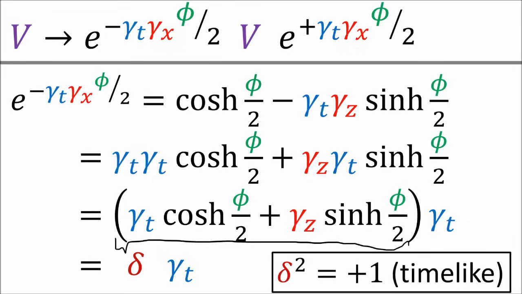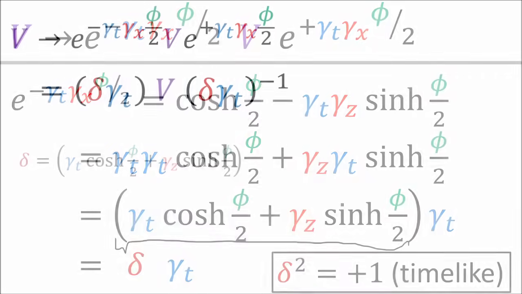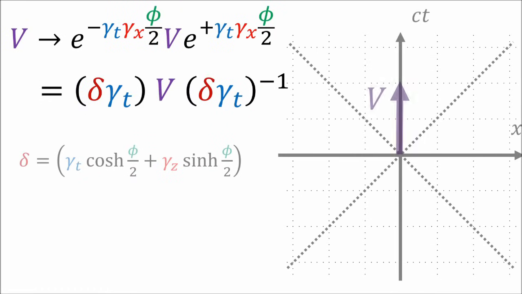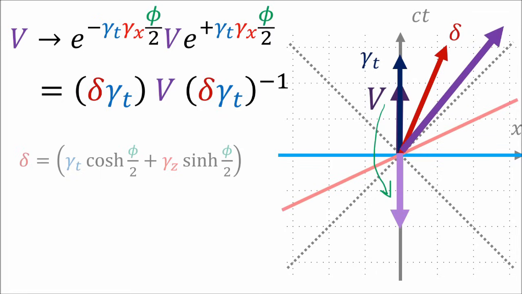Since hyperbolic cosine is always larger in size than hyperbolic sine, we know for sure this vector I'm labeling as delta is a time-like vector. So a boost is given by two time-like reflections. One reflects us into the past light cone, and another reflects us back into the future light cone, with the boost's hyperbolic angle being twice the angle between the two time-like vectors.